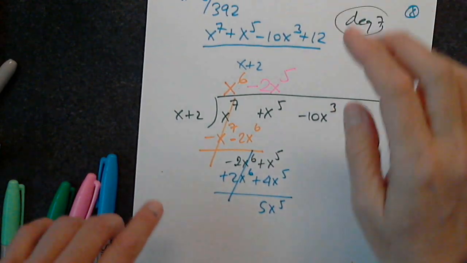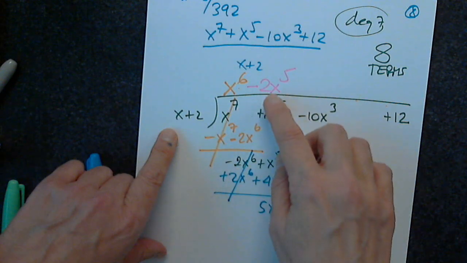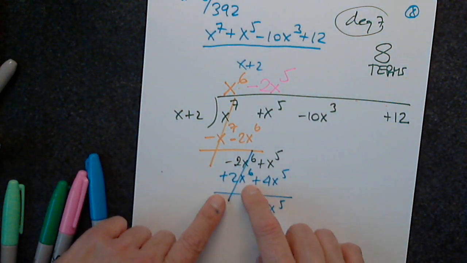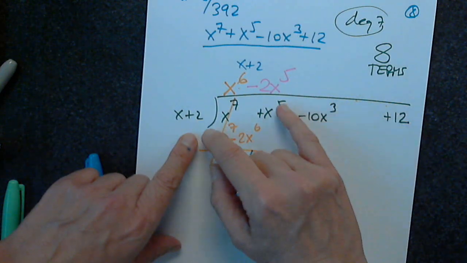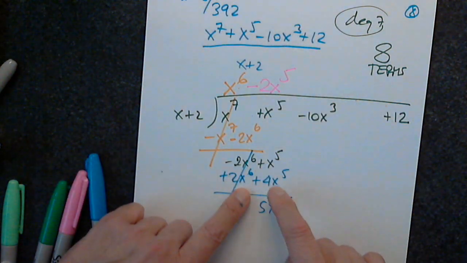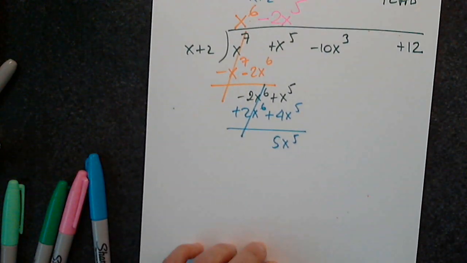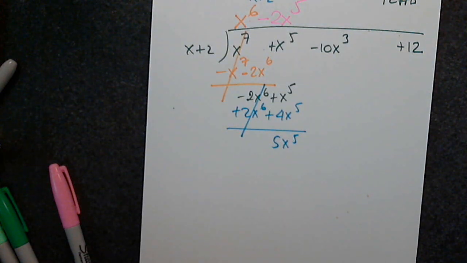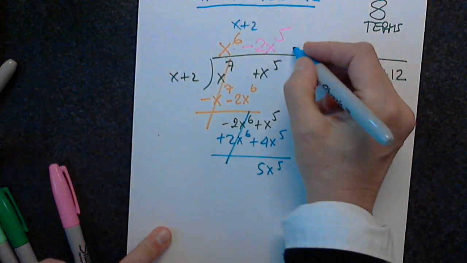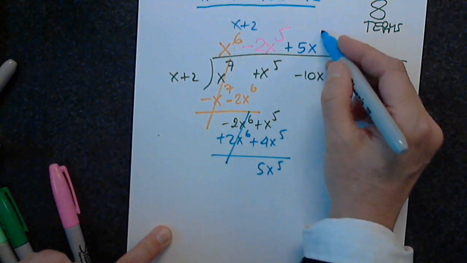Okay? Let's do that. Negative 2x to the 5th times x is negative 2x to the 6th, positive 2x to the 6th. Negative 2x to the 5th times 2 is negative 4x to the 5th, positive 4x to the 5th. Everyone with me? Perfect. Good. So now the next question. X times what is 5x to the 5th? Positive 5x to the... Very good. Awesome.